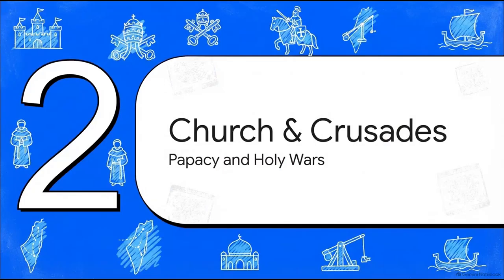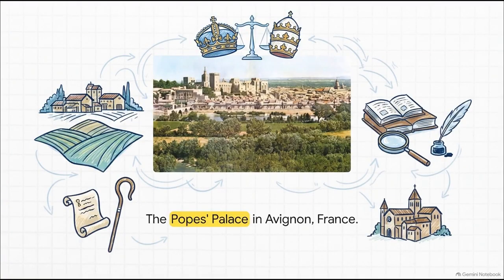Moving right along, let's check out the second major power player in medieval Europe, Section 2, church power and the Crusades. Now, what's really wild about this image is that it is absolute, undeniable proof of just how incredibly powerful the Catholic Church was back then. I mean, they were rivaling the kings. To remember exactly what they controlled, use the mnemonic POLS. The papacy owned land and led scholarship.